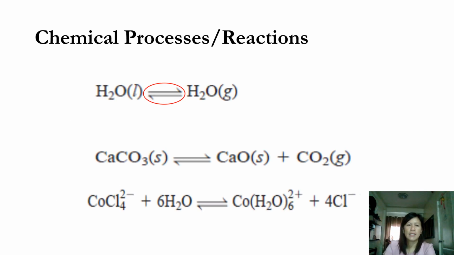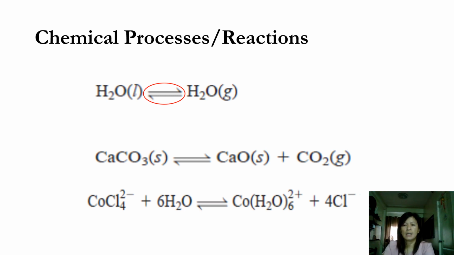Okay, let's have here some chemical processes or chemical reactions represented by the following chemical equations. So one is the transformation of liquid water to gaseous water. This is basically evaporation because it is turning liquid to gas, a physical phase change between liquid and gas. So turning liquid to gas is evaporation.